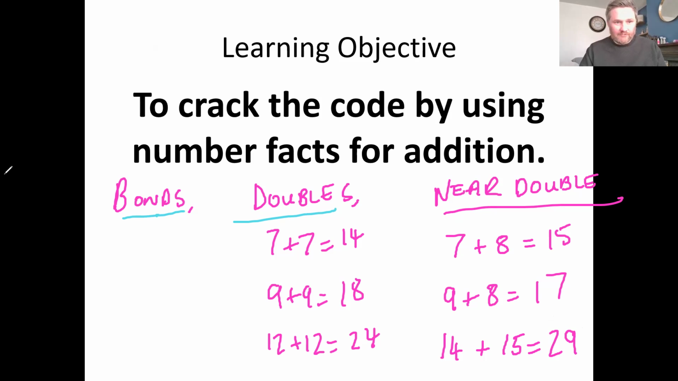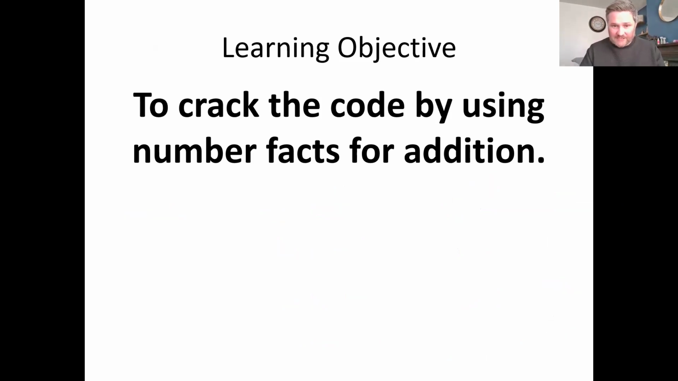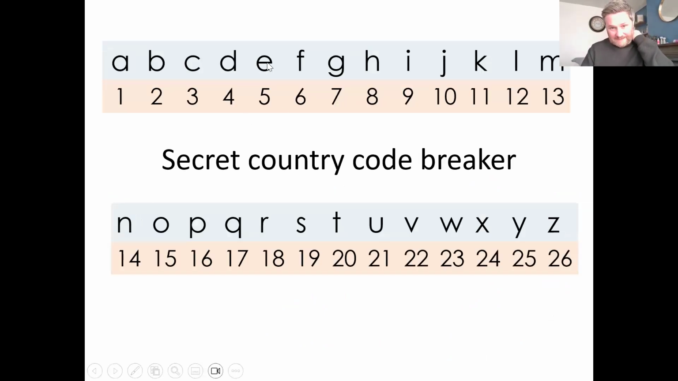Okay, right. So we're going to use these number facts and these strategies for our lesson today. First of all, what I'd like you to do is pause the video and have a real good look at this code and figure out what it means. It should be quite straightforward. We can see A equals 1, B equals 2, and so on. When you've had a good look at the code, then I want you to start thinking about how we can use the code.